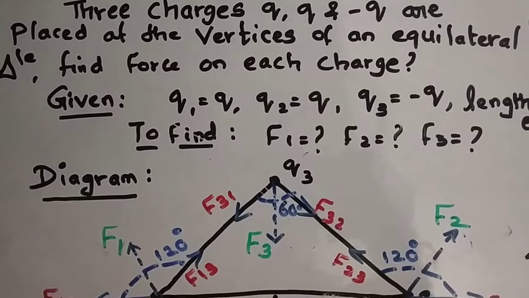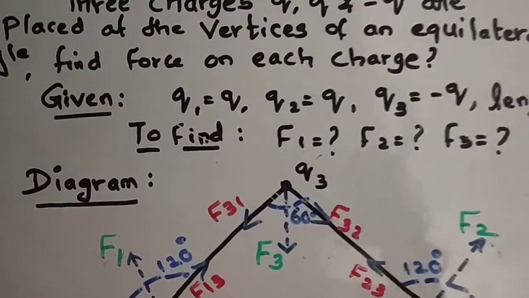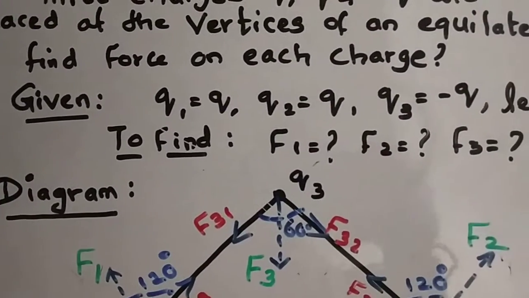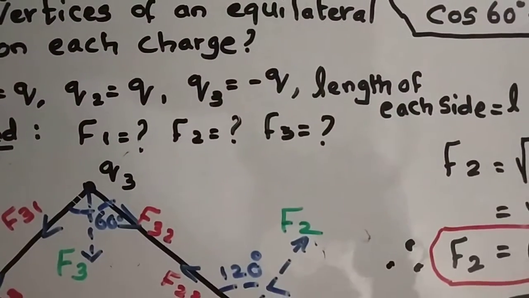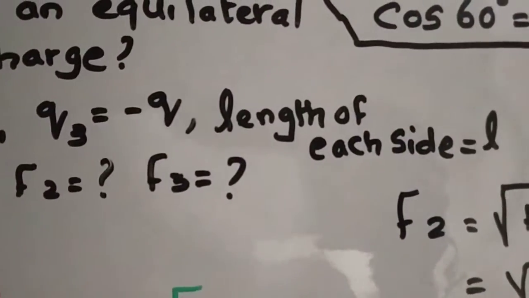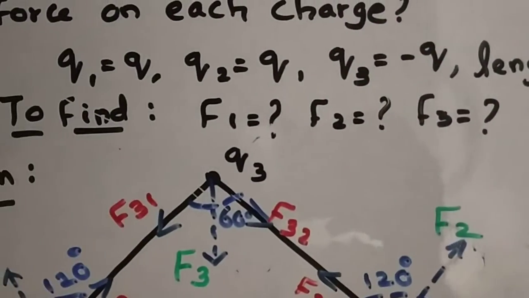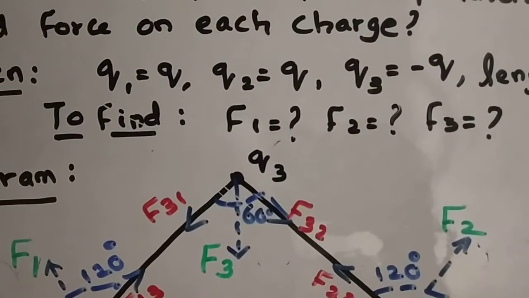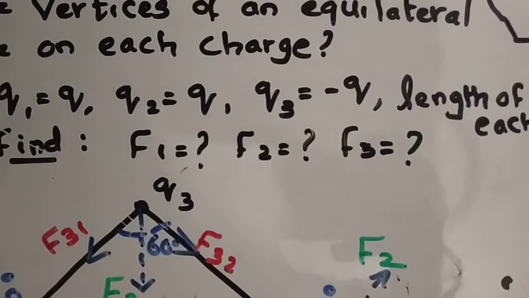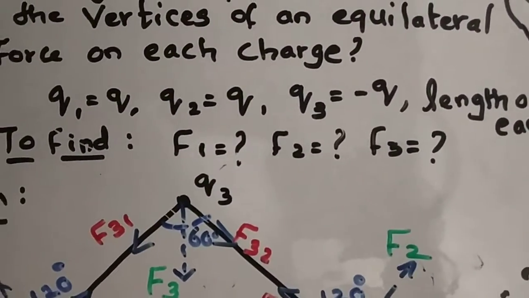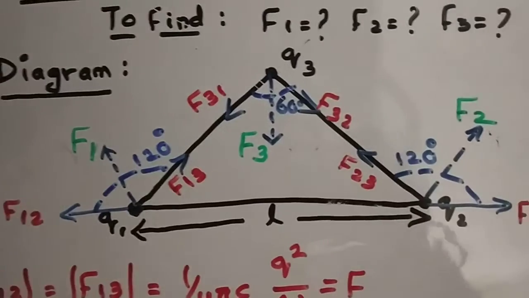Now the given data are: take q1 as q, q2 as q, q3 as minus q, and the length of each side of the equilateral triangle as L. Then we have to find F1 equal to what, F2 equal to what, F3 equal to what, that is, the force acting on each charge. Now this is the diagram.